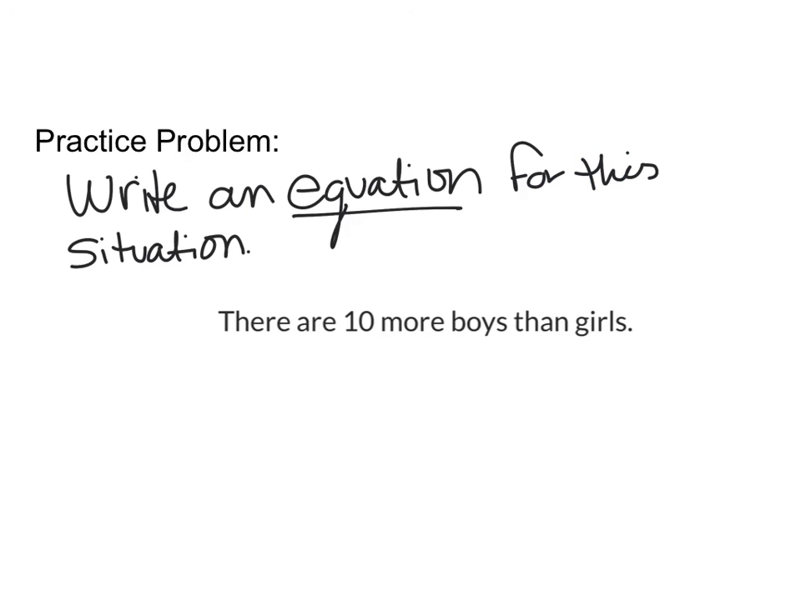Okay, for your practice problem, you're going to write an equation for this situation. The situation is there are 10 more boys than girls. It can sometimes help to make a table first if you're not sure what to do. There are 10 more boys than girls. Write an equation and be sure to identify your variables.